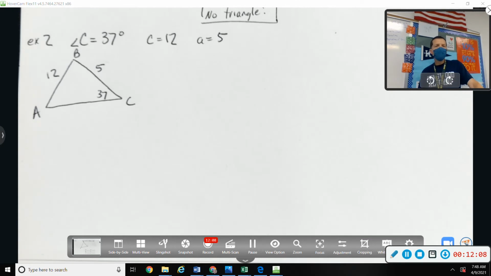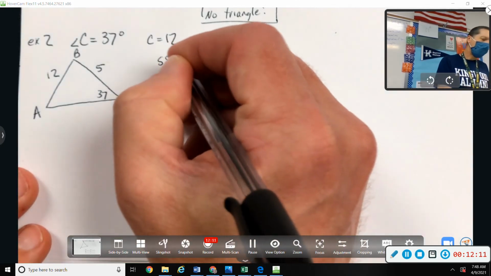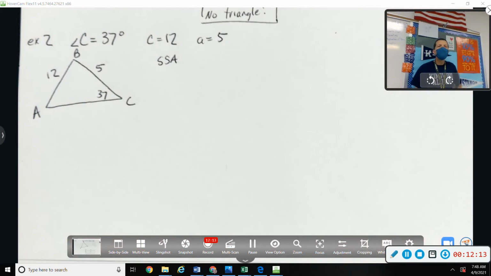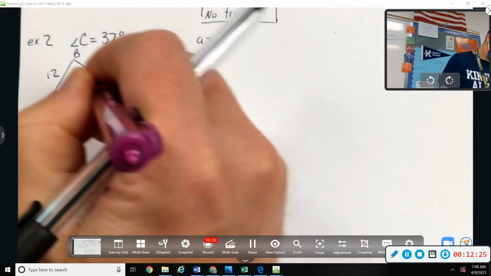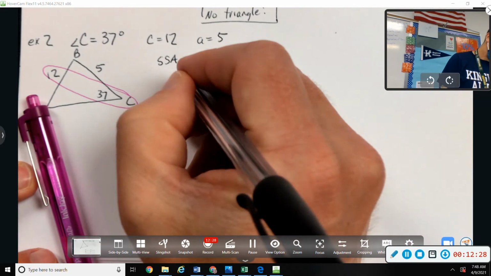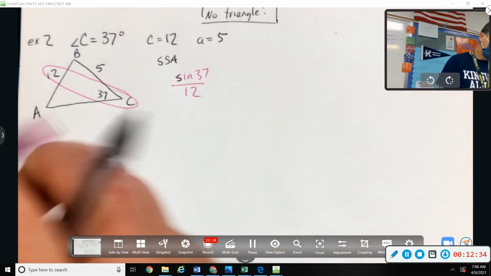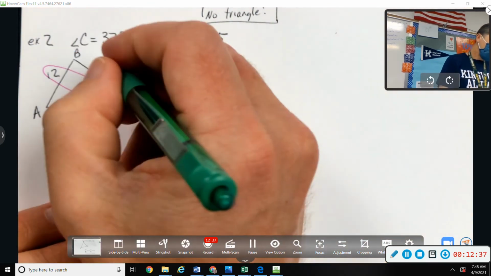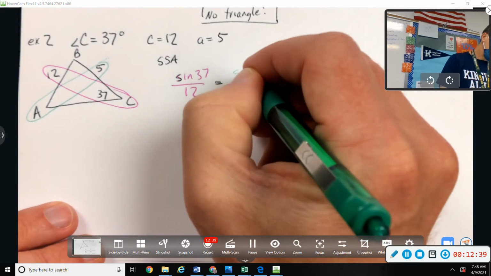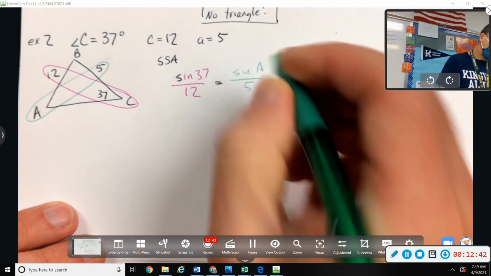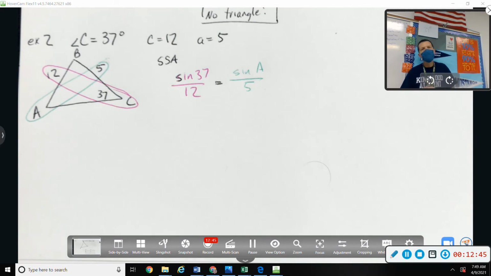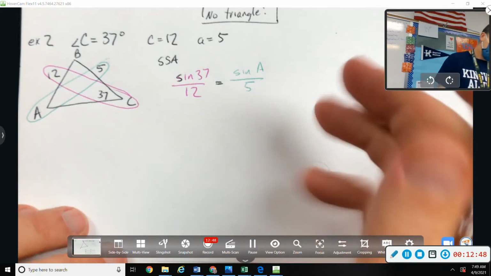So again, it's an angle side-side problem. So I just need to be cautious. It doesn't mean something's not going to work. It doesn't mean something weird happens. It just means be careful. So sine of 37 over 12 equals sine of A over 5. Move the 5 over.